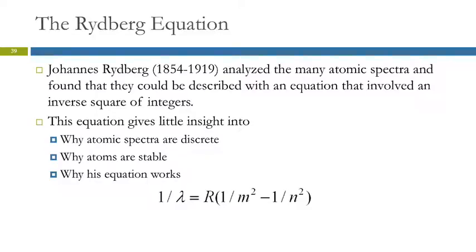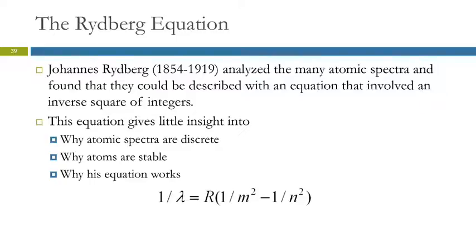Johannes Rydberg looked at these atomic spectra, because when scientists first observed these, it was very puzzling. What's going on here? Why does it only give these specific lines? Rydberg looked at lots of different atomic spectra and came up with an equation that predicts what the wavelengths are with integers. 1 over the wavelength is equal to a constant times 1 over m squared minus 1 over n squared, where m and n are just integers.